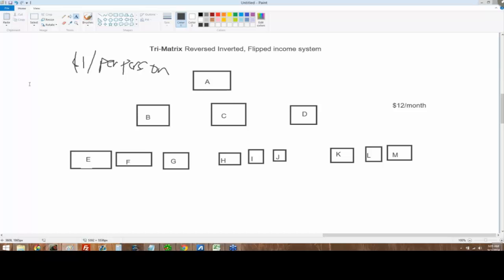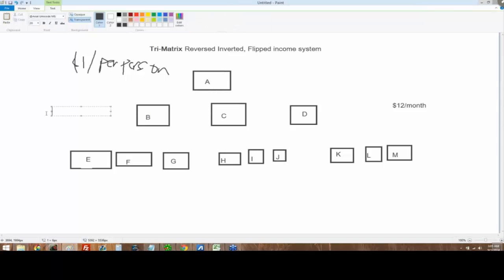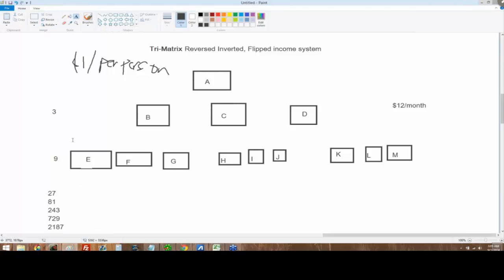Okay, so what we have here is a 3x7 matrix. That means everything goes 7 levels deep. So this is A, and here's A's level 1, level 2, level 3, level 4. A's level 1 has 3 people, level 2 has 9 people, level 3 is going to have 27, then 81, then 243, then 729, and then 2187. Those are going to be the total number of people in A's matrix.